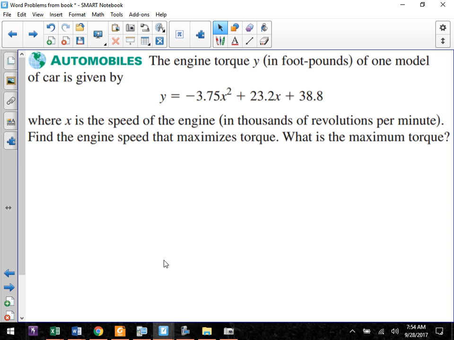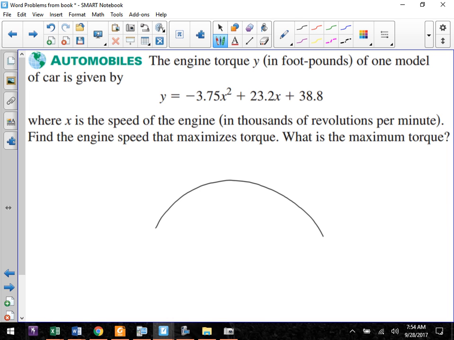Just looking at that equation, is that an up like a cup or down like a frown? It's down like a frown, okay? Now, I know that it's going to do that somewhere. Are we okay with that?